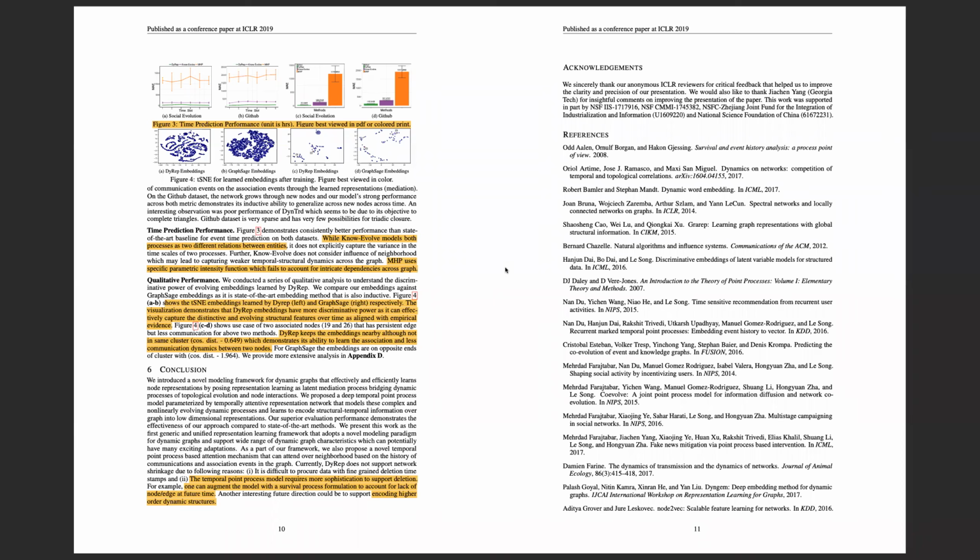Okay, that makes sense. I thought they tried to use the normal GNN methods in a comparison with some other time series model. So that makes sense.